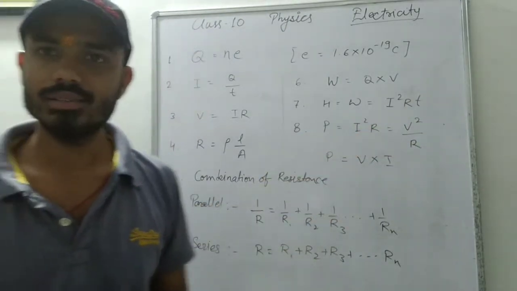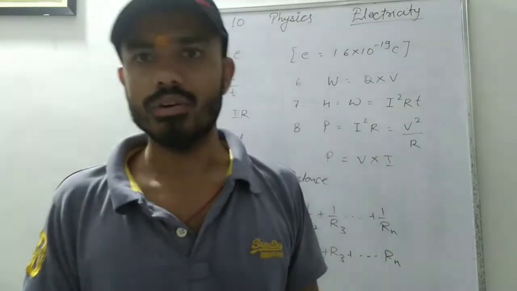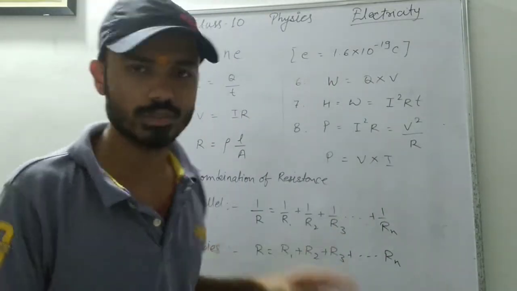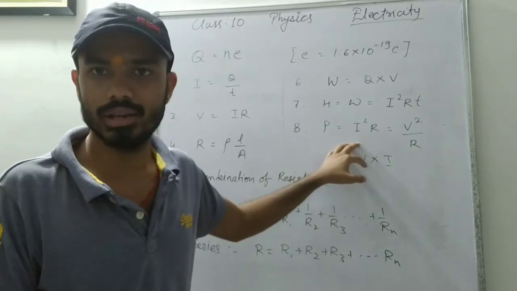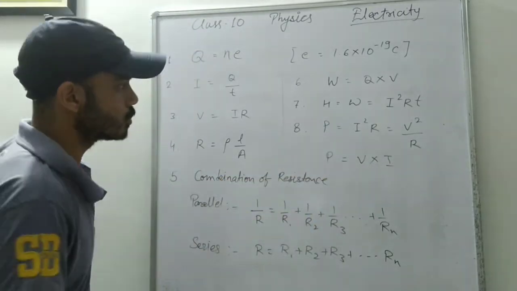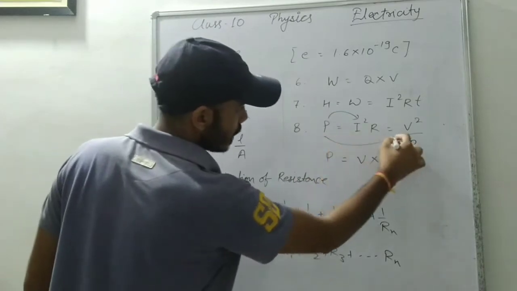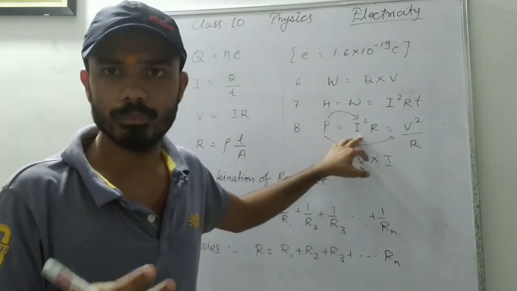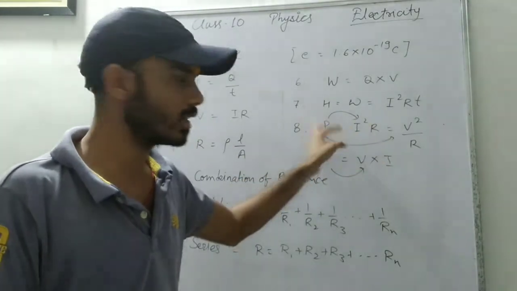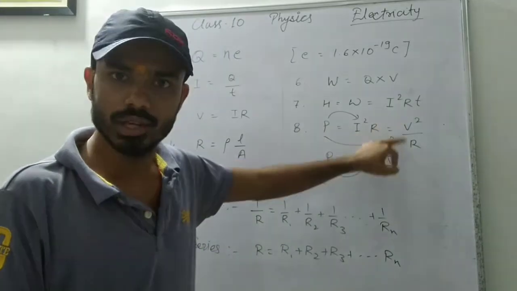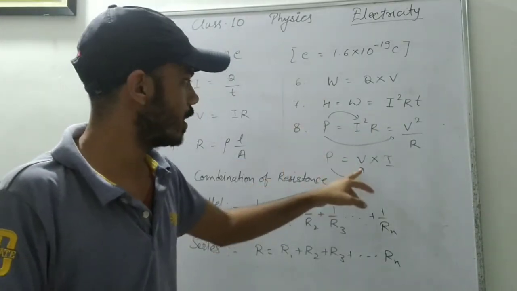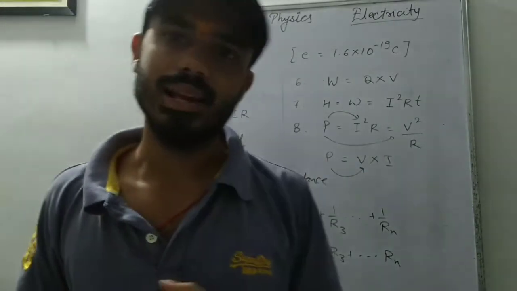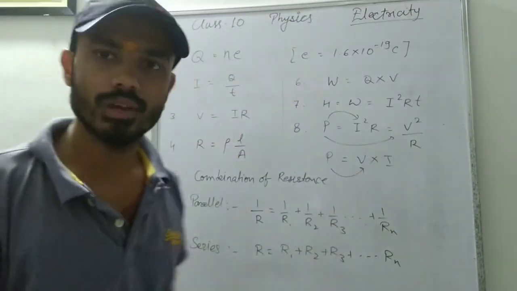Next, P is showing electric power. Electric power can be represented in three types of expression. The first one is P equals I square R. The second one is P equals V square by R. And the third one is V multiplied by I. So if we have the values of I and R, we can calculate the power. If we have V and R, we can also find the power. And if we have V and I, in this case we can also find the power of any electrical appliance or any system we are using.